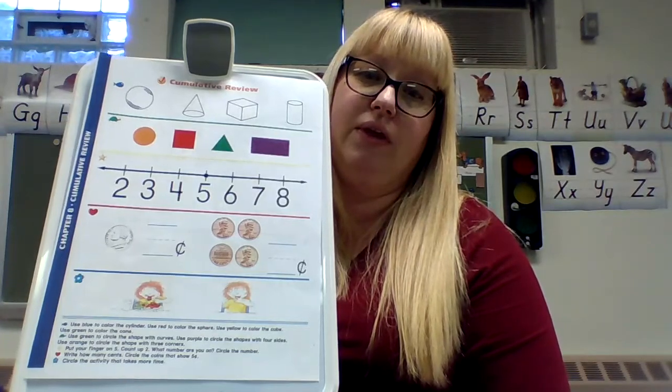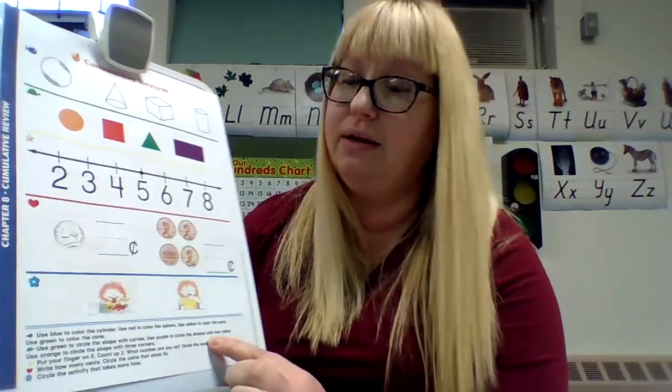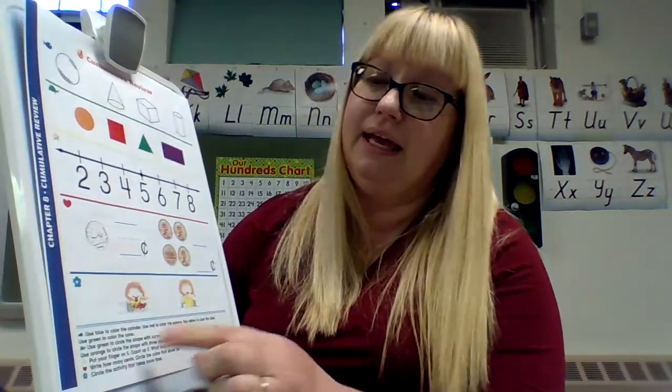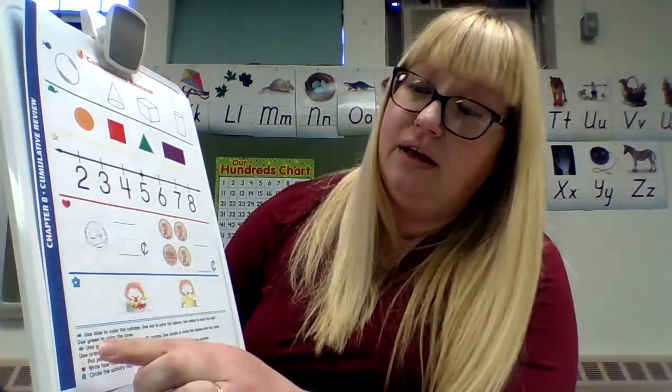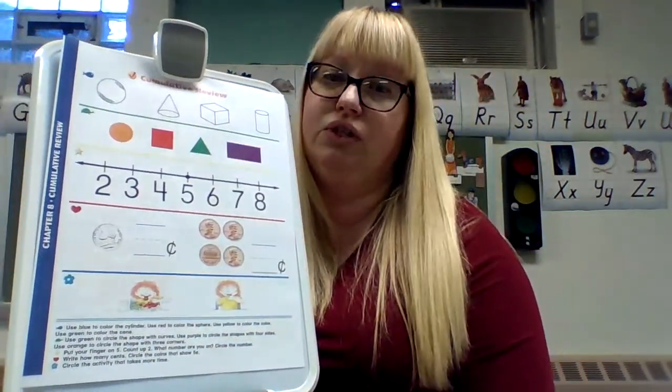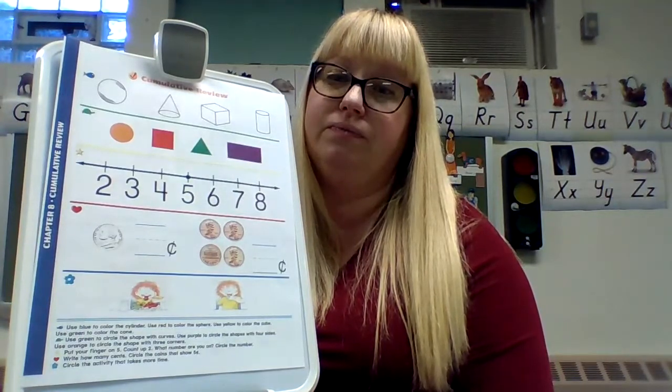So just to review with you: green to circle the shape with curves. Purple to circle the shapes with 4 sides. Do you hear me? Shapes. That means more than one. Shapes with 4 sides. And orange to circle the shape with 3 corners. Shape with 3 corners was orange.